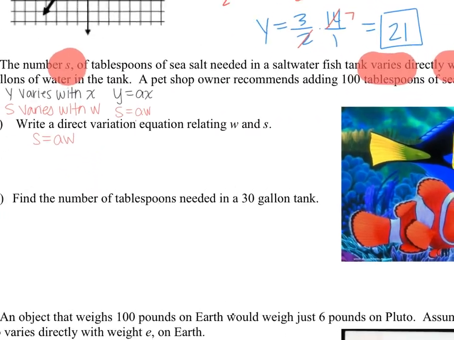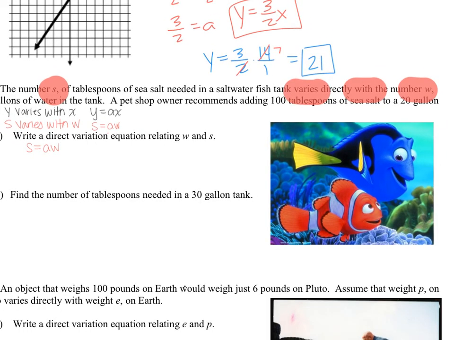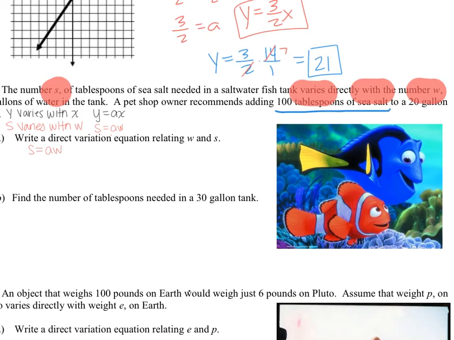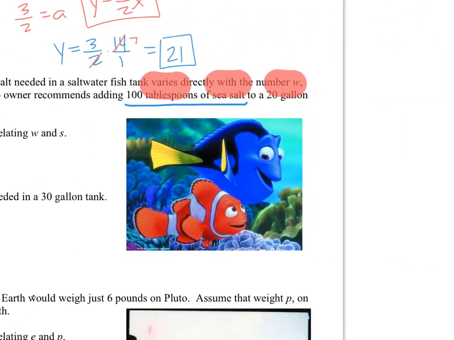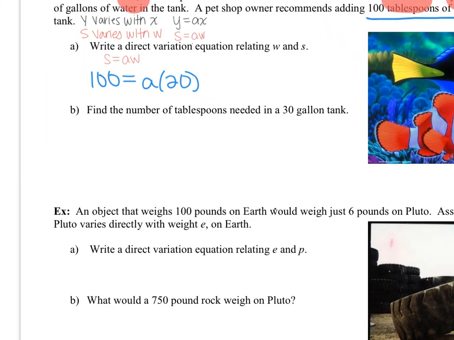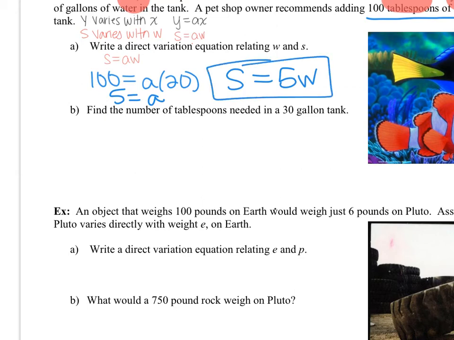And so now I'm going to plug in the information that they give me, which says that it's 100 tablespoons of sea salt, so that's S, to 20 gallons of water. And so to isolate A, I would divide both sides by 20, and I would get that A equals 5. But again, I'm not looking for A. The question is to write the direct variation equation, so it would be S equals 5W.